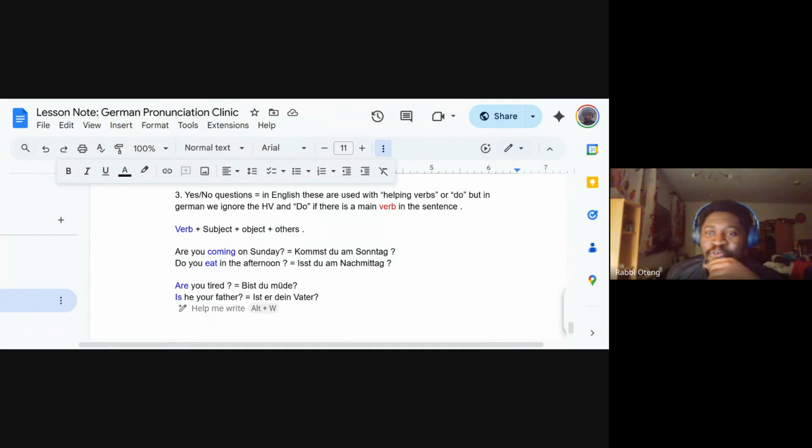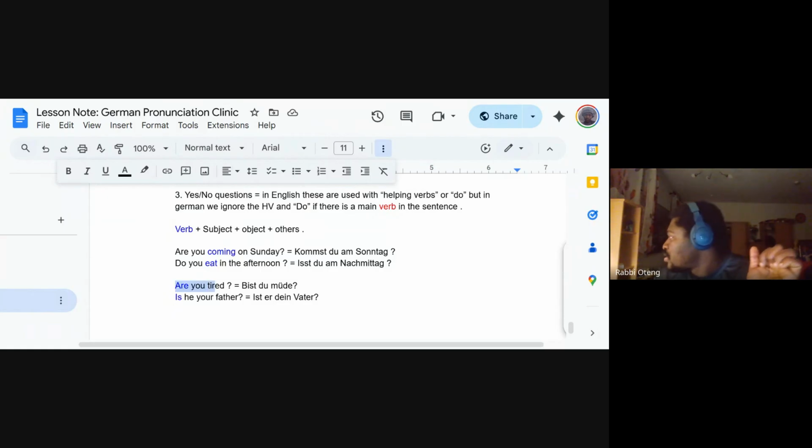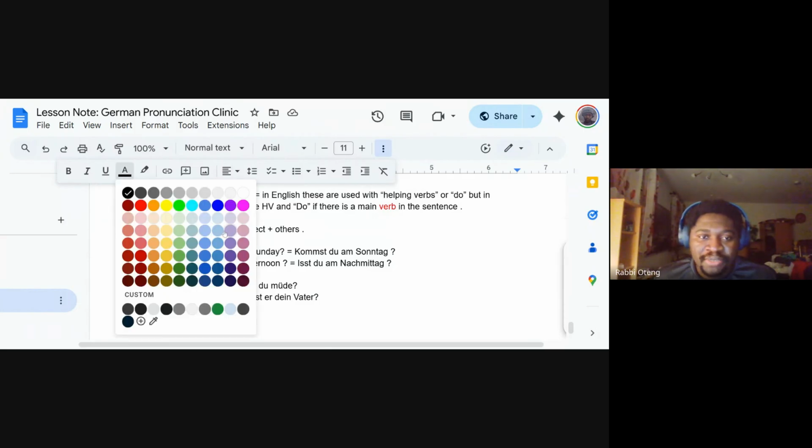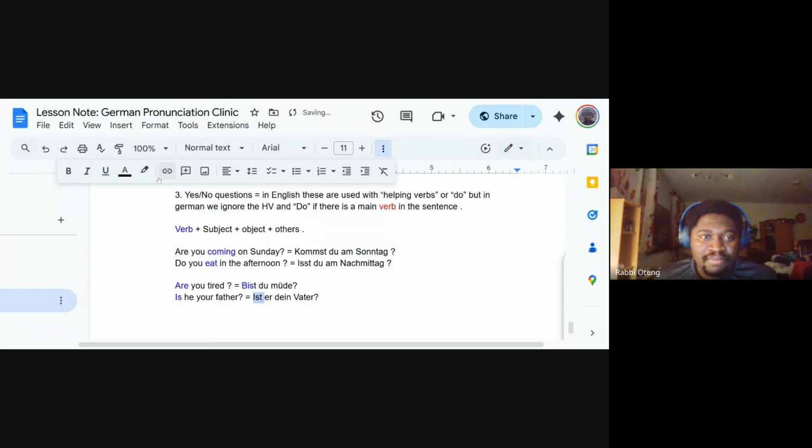So that's with the yes or no questions. We only use the helping verb when they stand alone in the sentence. There are no other verbs in the sentence. Klar? Yeah. Done? That's with yes or no questions. With yes or no questions, always the verb in German stays at the first position. The same thing for command.